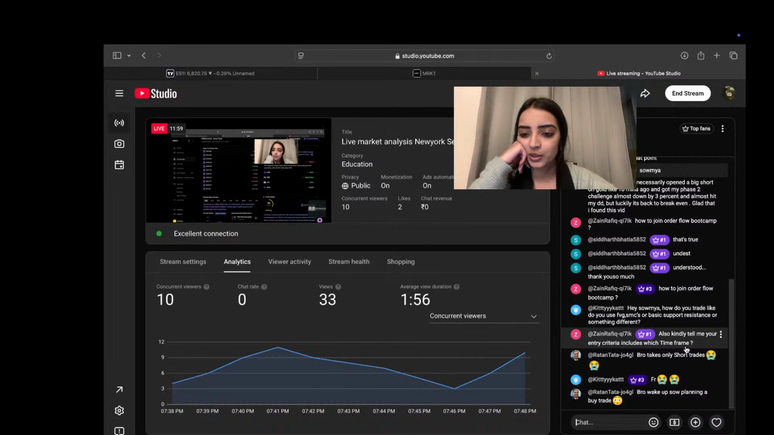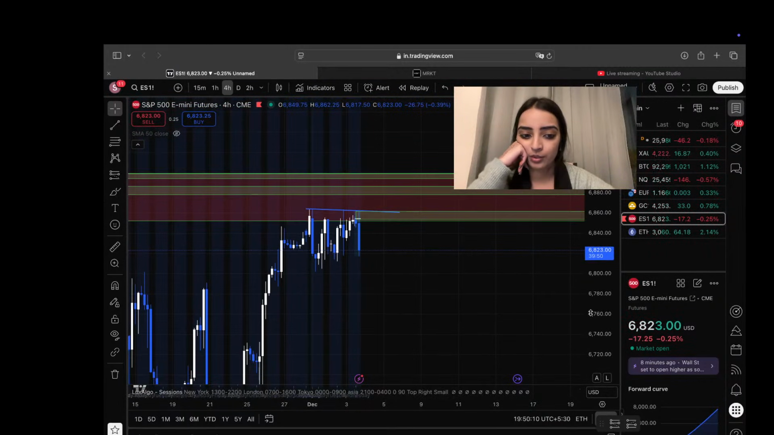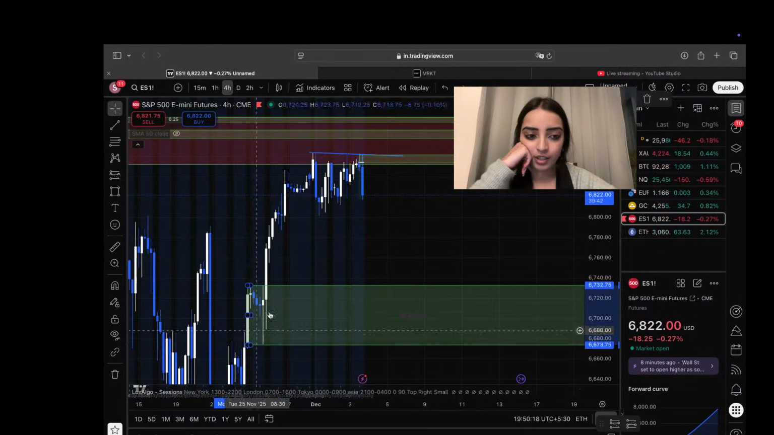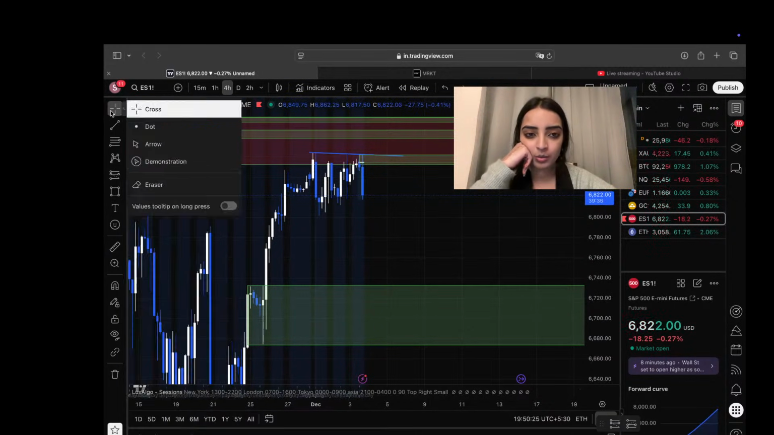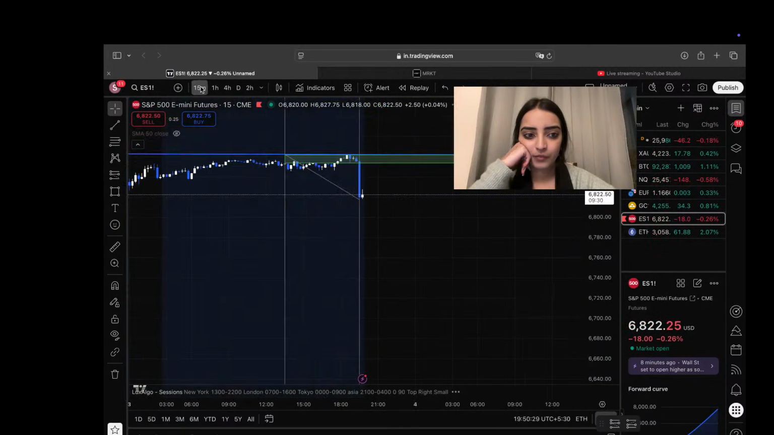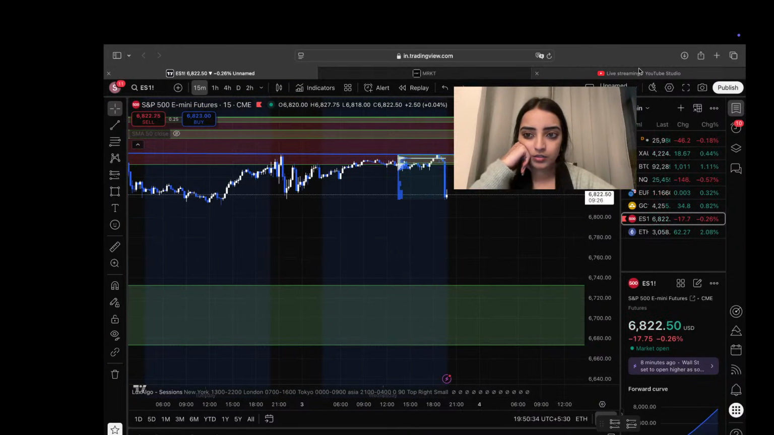Bro takes only short trades. I mean, right now I don't see a good demand zone, so as of now I'm not looking for buys, but who knows? See, the last demand which I have is somewhere over here, and that is really far right now. But if the price gives me a new demand during the session, I don't mind taking a buy. Yeah, so that is what I have in mind.